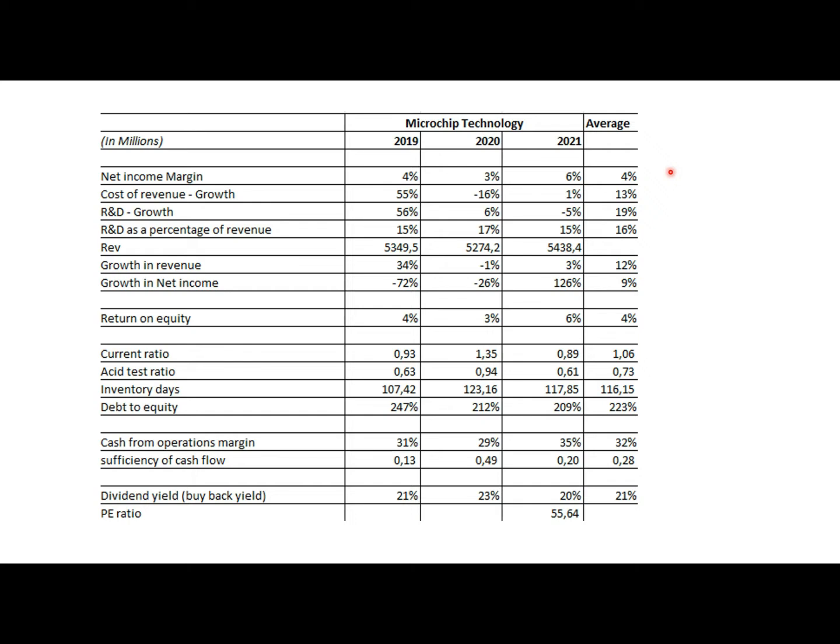But considering that Microchip operates in a highly competitive sector of the semi industry, tight margins are the norm. By the way, at 4% average, the margins are underperforming the industry average of about 18%, so by far underperforming. But you need to consider the kind of business Microchip is. It operates in a very highly competitive sector of the semi industry, so low margins are kind of the norm in that sector.